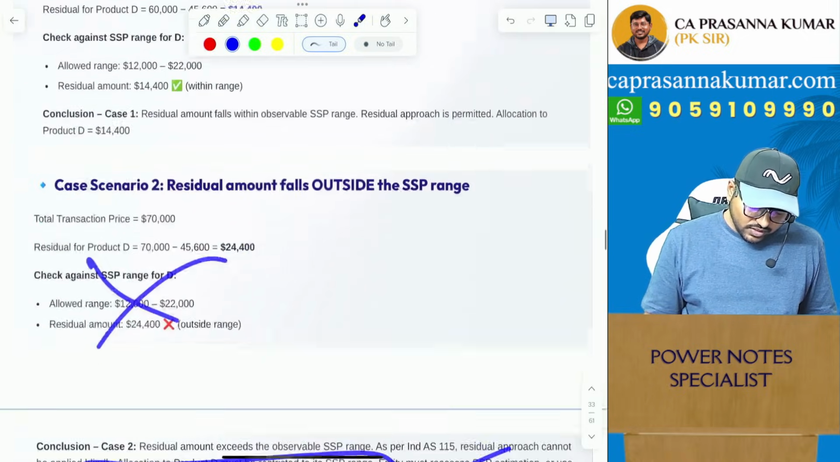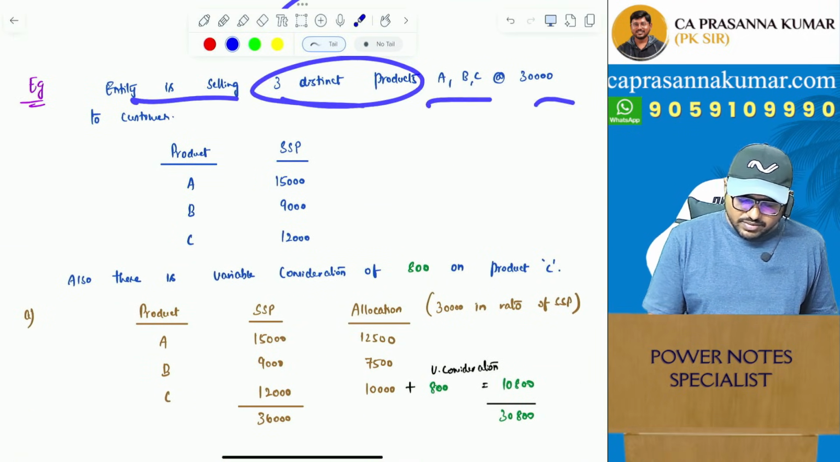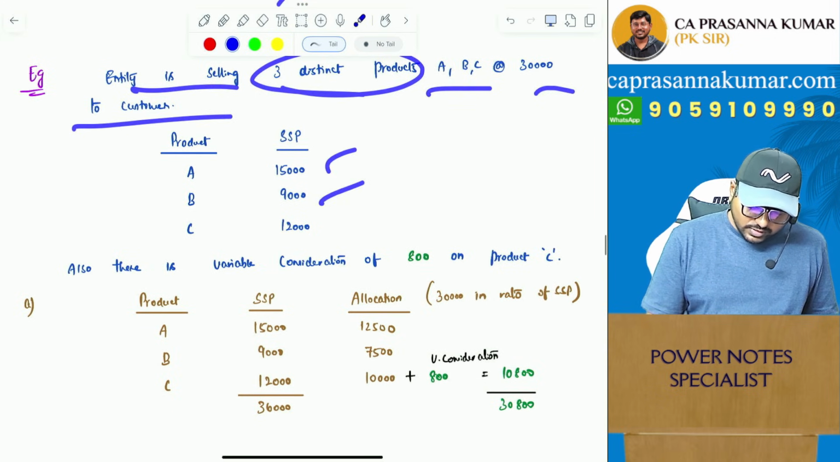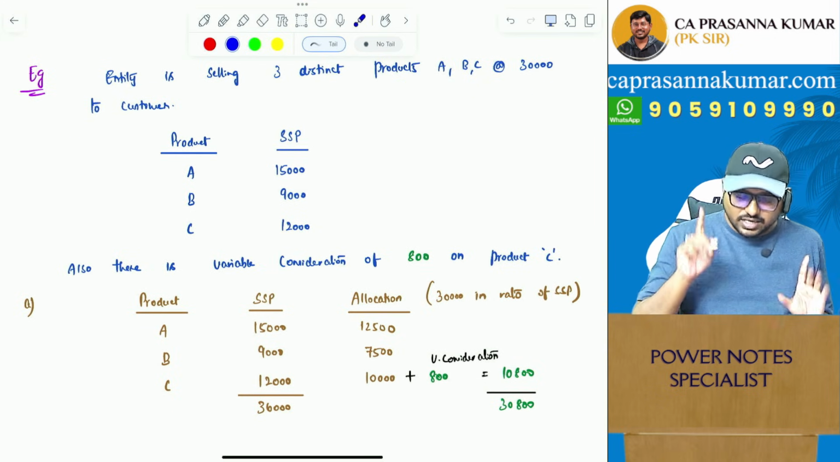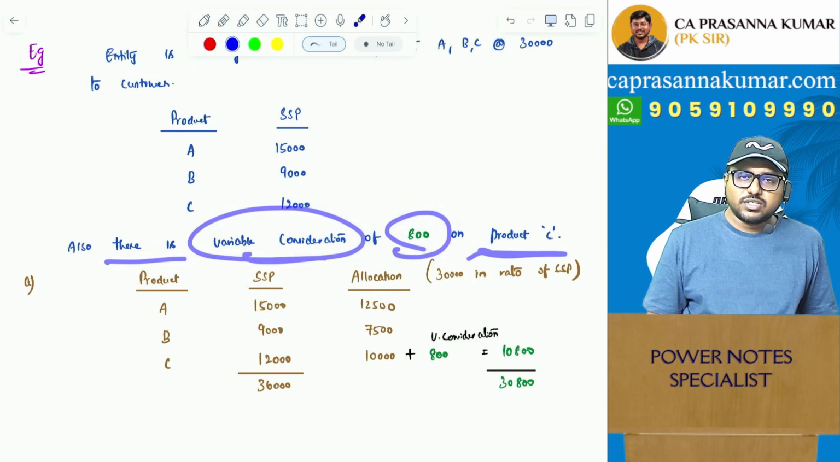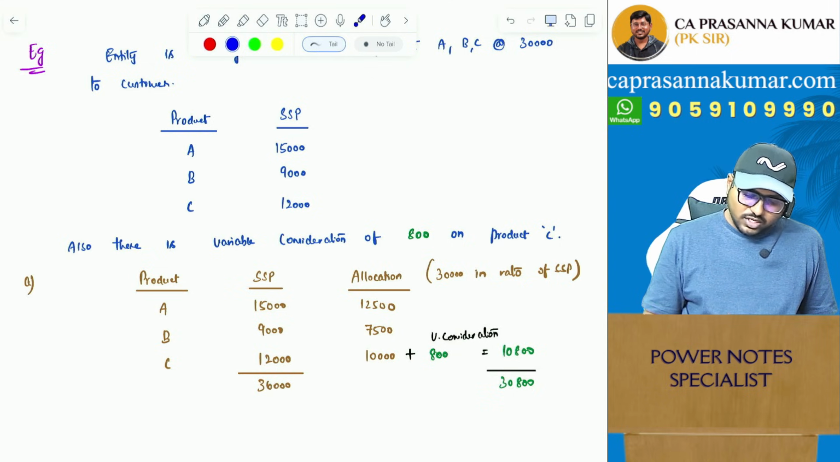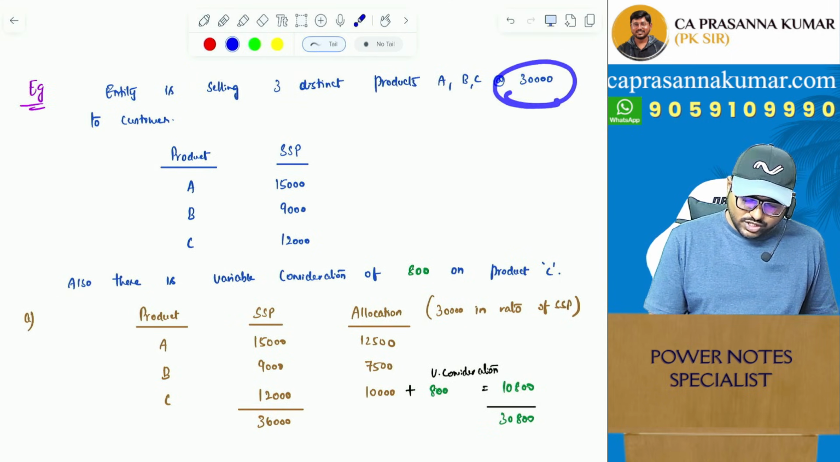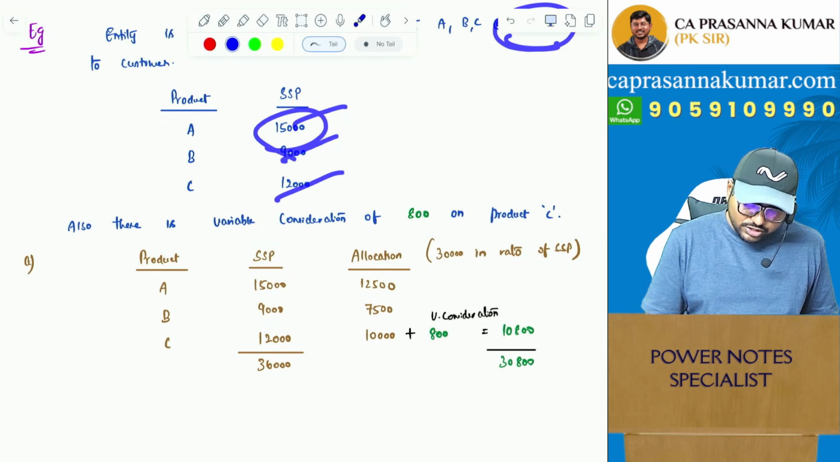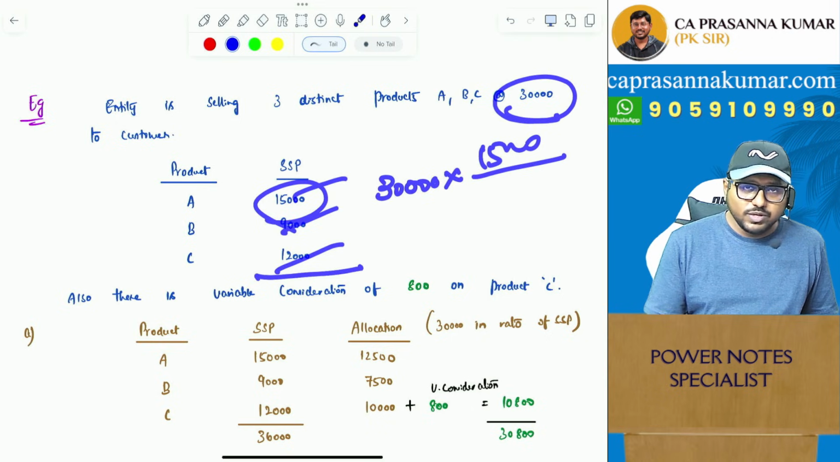What is that? Look at this example. An entity is selling 3 distinct products A, B and C at 30,000 to a customer. SSPs of all the 3, A, B and C, are given. But here comes a special point. Also, there is a variable consideration of 800 on product C, which means this consideration should be given only to product C. So now what you will do, you take this allocation and allocate to A, B and C in the ratio of SSP, which means you take the transaction price, which is 30,000 into 15,000 divided by the total of this. You will do the allocation.